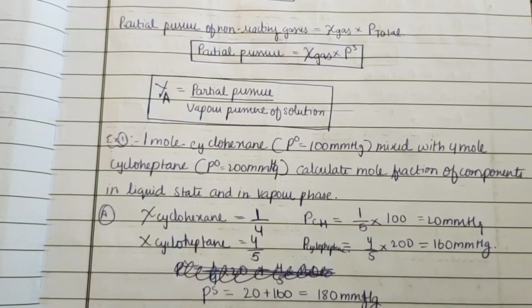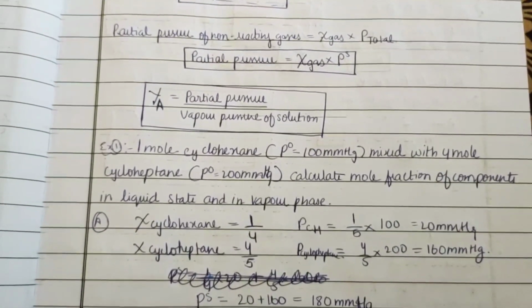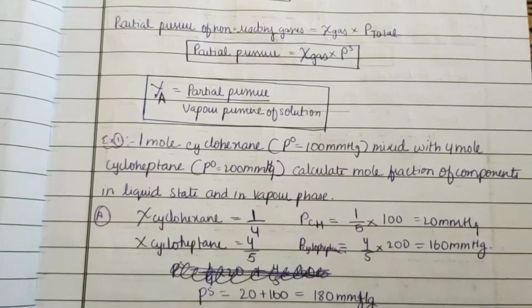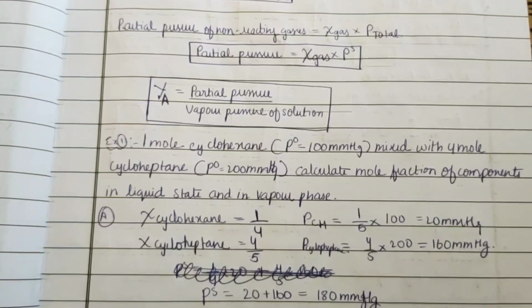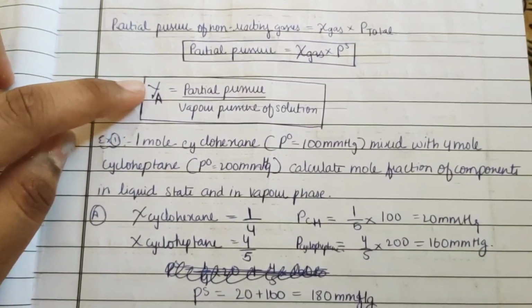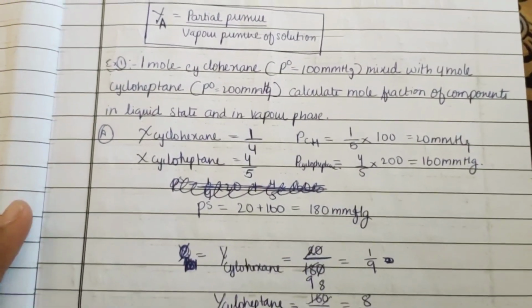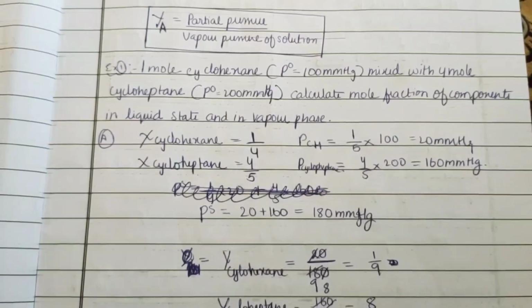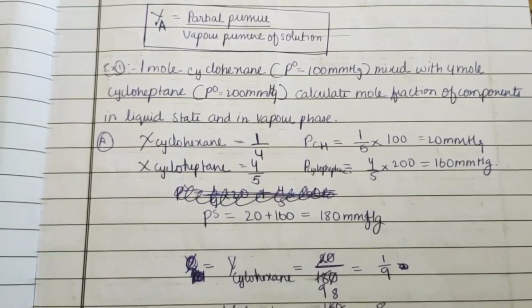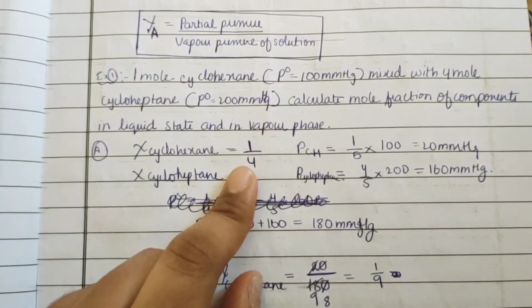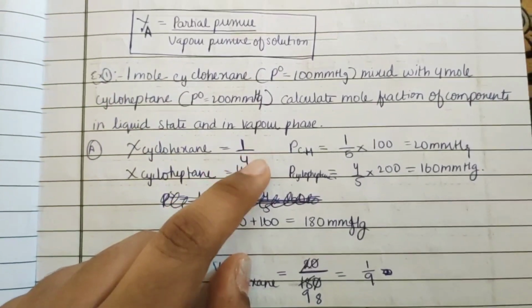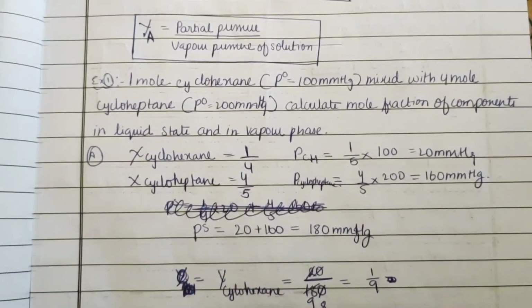Now let us discuss an example. 1 mole of cyclohexane where P naught equals 100 mmHg is mixed with 4 mole of cyclopentane where P naught equals 200 mmHg. Calculate the mole fraction of components in the liquid state and in the vapor phase. In the liquid state we use chi. Chi cyclohexane equals 1 by 4, as we know, the moles divided by the number of moles in the solution.